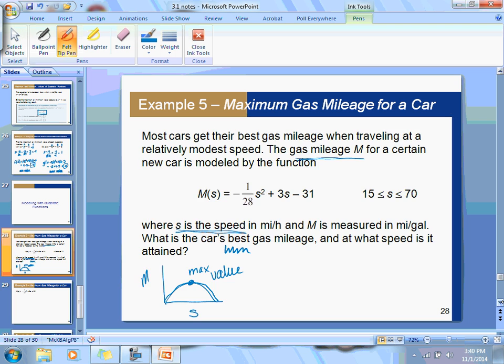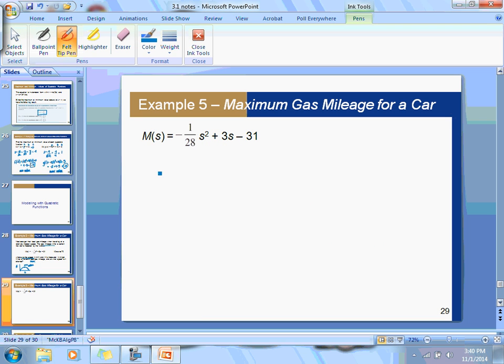So if we do the negative b over 2a formula, remember a is going to be negative 1 over 28, b is going to be 3, c is negative 31. It's good to label all of them. We don't need to use c for this function, but it's good to label it so you don't confuse it with a or b. And then we'll have negative 3 over 2 times negative 1 over 28.